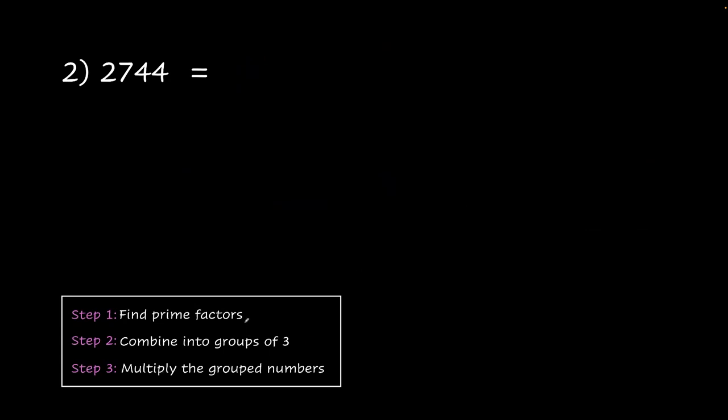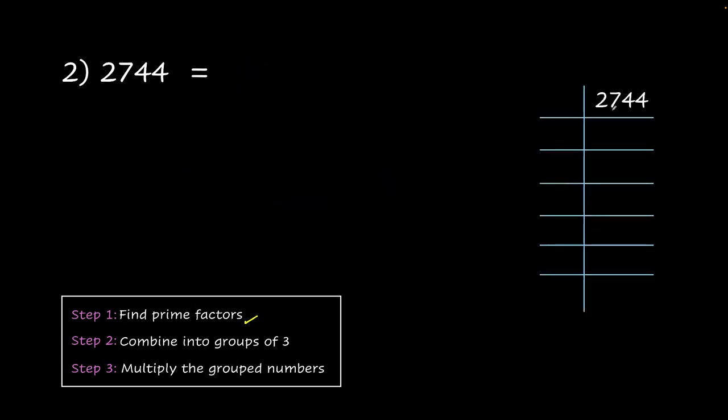2744. Again, let's start with the prime factors. 2744, even number, so 2. 1372, again even. 686, 343. Now 343 is interesting because 343 is 7 cubed. So I recommend you memorize the cubes of at least the first 15 natural numbers, so 1 cubed till 15 cubed, because that is going to be very handy for you to figure out the prime factors and for many other use cases.